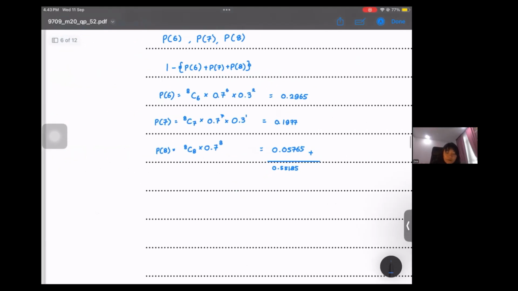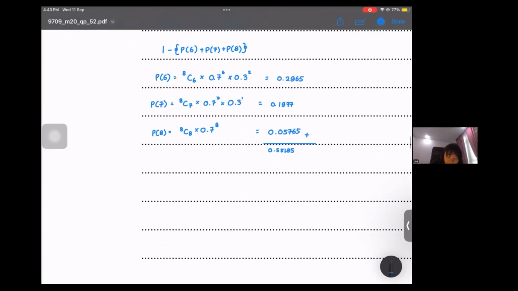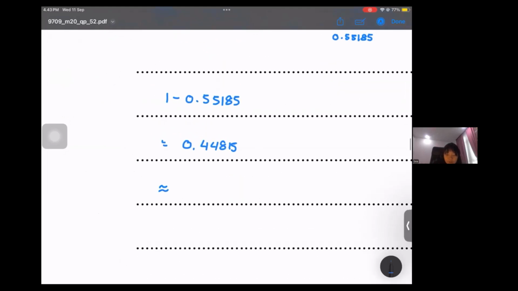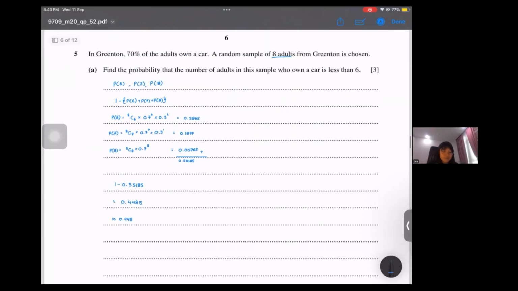After you have the total, we will put back into 1 minus 0.55185, and your final answer would be 0.4481. Now, we have to round it to 3 significant figures. That's why our final answer will be 0.448. Now, that is our answer for number 5A.